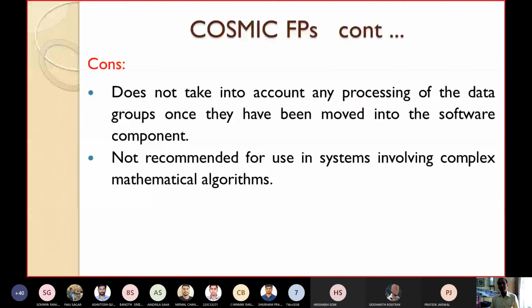These function points do not take into account any processing of the data groups. Okay, so these cosmic points do not take into account any processing of the data groups once they have been moved into the software component. So once they have been moved into the software component, then function point does not take into account these data groups. So this cosmic function point is not recommended for use in systems involving complex mathematical algorithms. So the systems which involve complex mathematical algorithms, for those systems, cosmic point is not recommended.